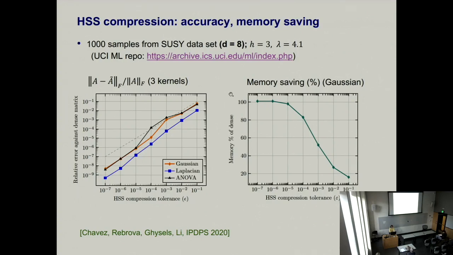In this picture, I'm showing you A tilde, the HSS representation, and you can see the relative error with 3 different kernels. The errors are essentially proportional to the tolerance we use for the internal compression. This is really good news, because it means it's very predictable how the user can set the tolerance for the final error they want. And the memory saving is significant. With different compression tolerances, for example 10 to the minus 2, we only need less than 20% of the memory after this compression.